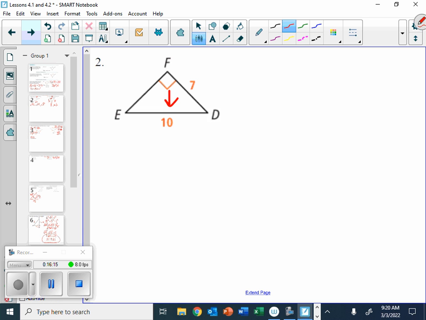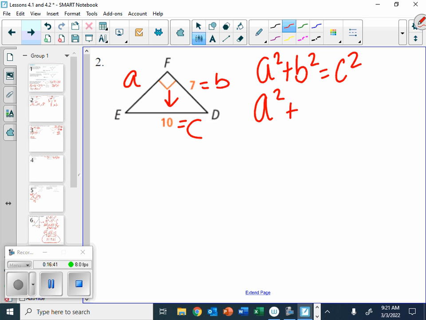Okay, so A is missing. That means B is 7, and my hypotenuse is 10. All right, I'll get into the Pythagorean theorem. A squared plus B squared equals C squared. Plug in everything you got. A is what I'm missing. B is 7. And C is 10.